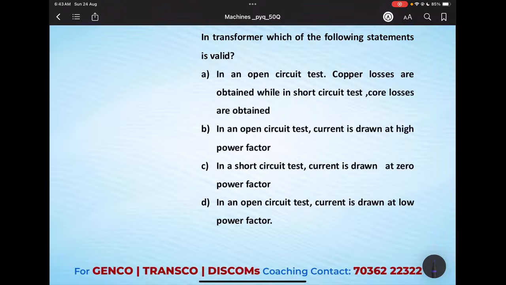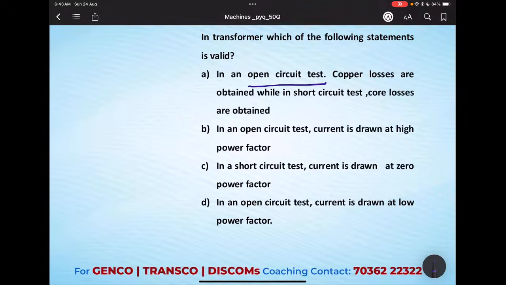We'll see the next question. In a transformer, which of the following statements is valid? We'll read out the options one by one and we'll discuss. The first option is, in an open circuit test, copper losses are obtained, while in short circuit test, core losses are obtained. Okay, just read out the question, read out the options.